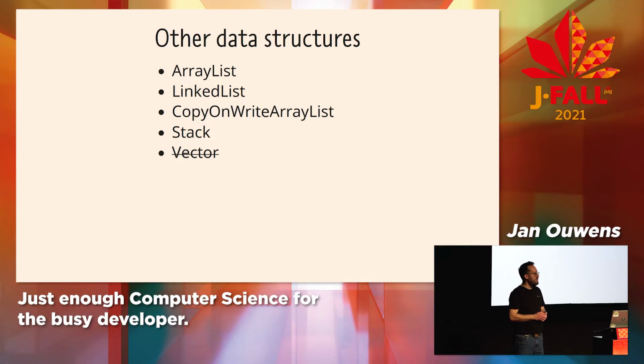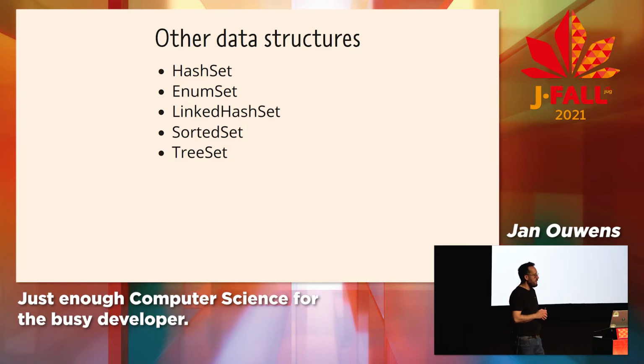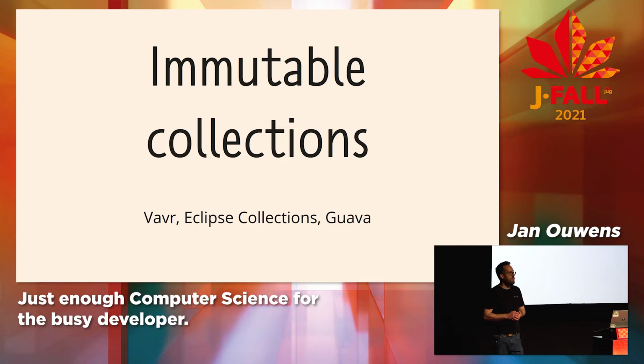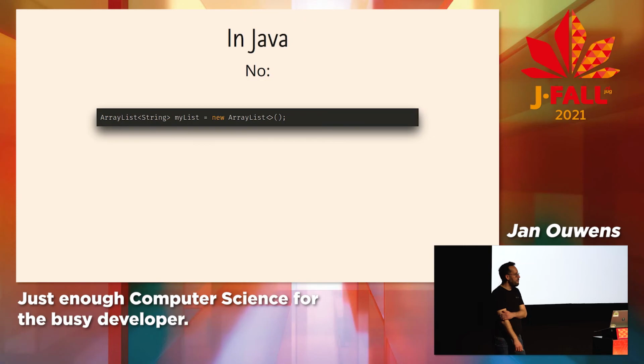So if you use Java, there's lots of data structures to choose from. These are a couple of lists that you can use, and they all have their own properties and characteristics that you could know about. Except for vector, nobody uses vector. Same thing for sets. Same thing for hash maps. There are even other data structures out there like queues and dequeues. And if you are willing to import a library, you can also go immutable if you want. So all of these things have their own characteristics.